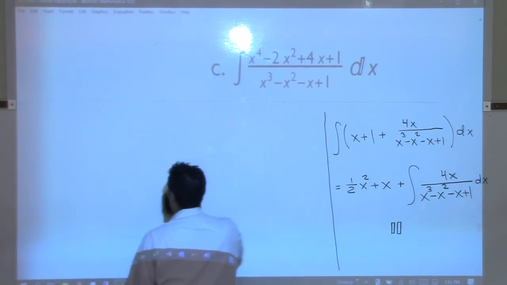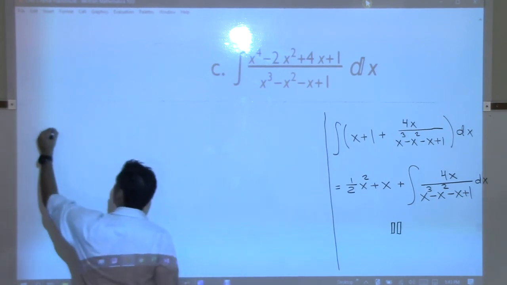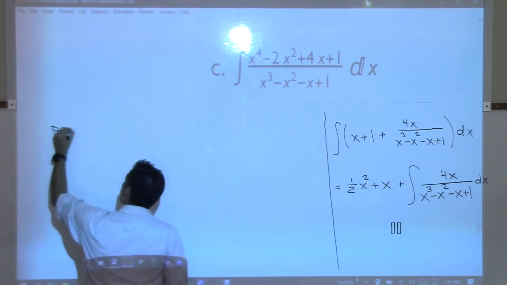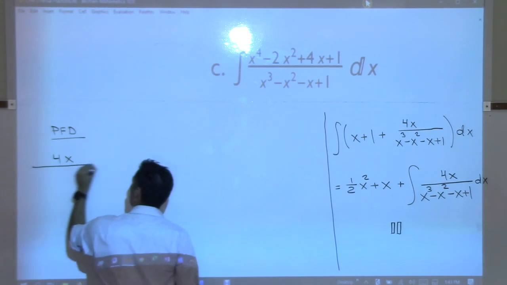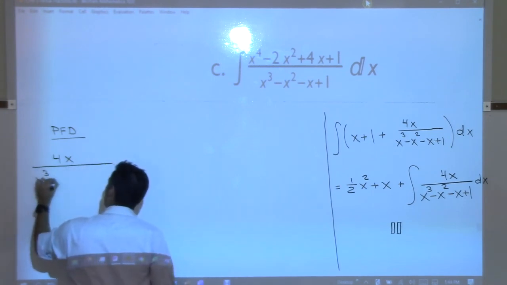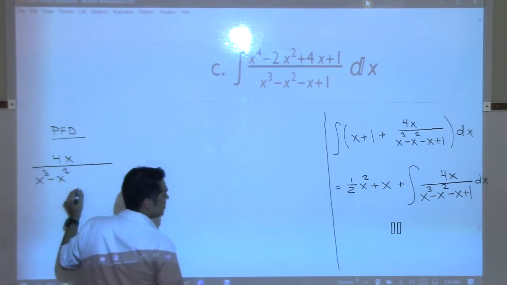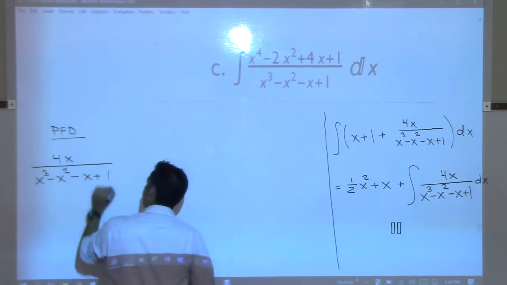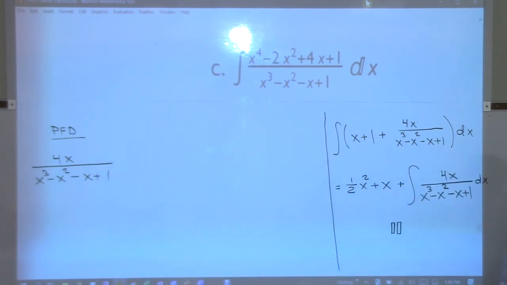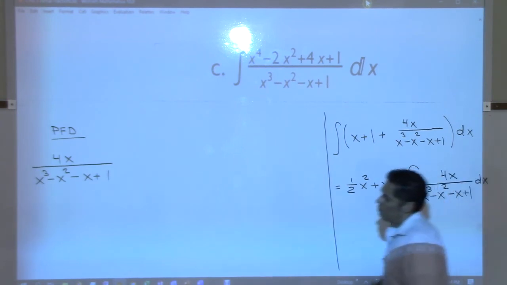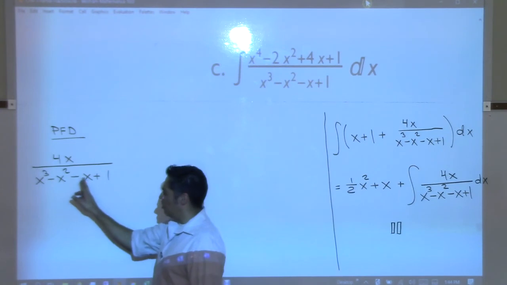On the side here, I've got to do some partial fraction decomposition of 4x over x cubed minus x squared minus x plus 1. Okay, so no more integral. I'm just doing algebra now. Factor x out. You can't factor x. We don't have an x in every term.